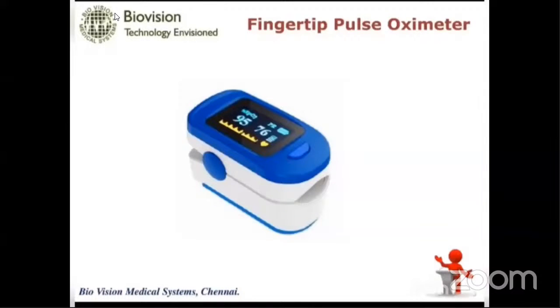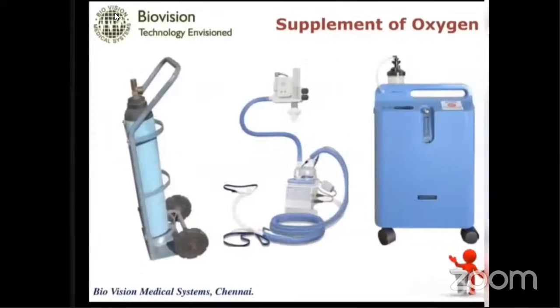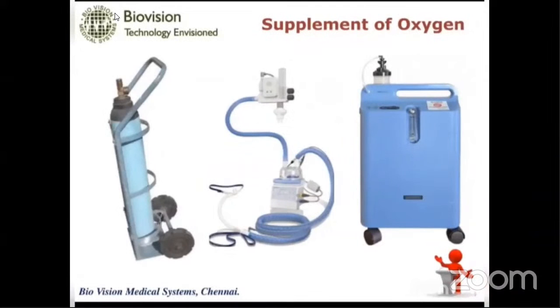Supposing the oxygen percentage is lesser, SpO2 is lesser in this fingertip pulse oximeter, then we have to go with administering the patient with a supplement of oxygen. You have to supply the patient with additional oxygen to ensure that his saturation is properly maintained.